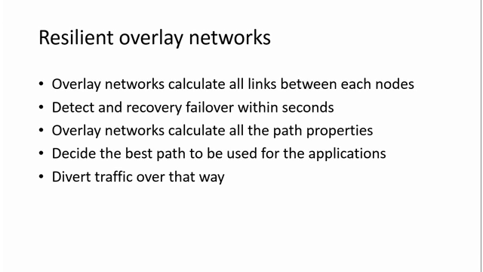These types of overlay networks calculate all the links between each node. They detect and recover from failure within seconds. By using this, we can find the error node easily. Overlay networks calculate all the path properties. These resilient overlay networks decide the best path to be used for the applications. They divert the traffic over that way.